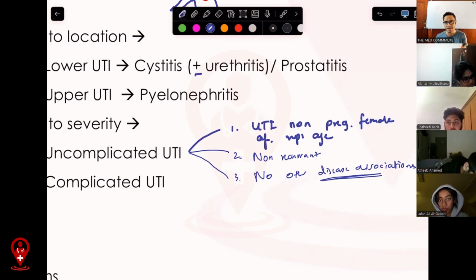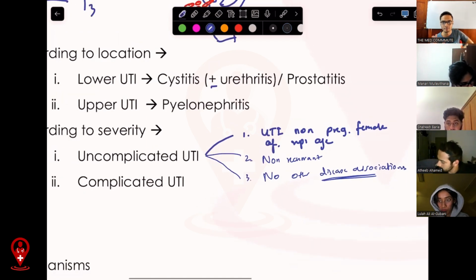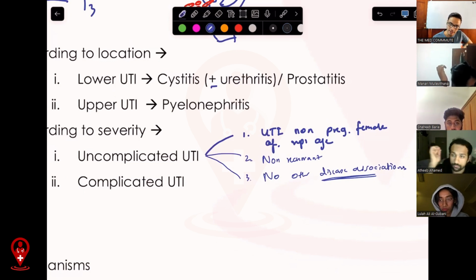They cannot have other chronic illnesses that pose a risk towards developing UTIs, right? And they cannot also have other anatomical deformities that pose a risk towards UTI. If they have anything like that, they fall into the complicated category. Otherwise, they are uncomplicated cases. So non-pregnant female of reproductive age, non-recurrent forms of UTI, and no other disease associations. Right. If you read Harrison's, they describe all these points for the uncomplicated, and they mention it is a cause of misery and not renal damage. Just the patient is feeling pain and dissatisfaction, quality of life reduction. That's it.